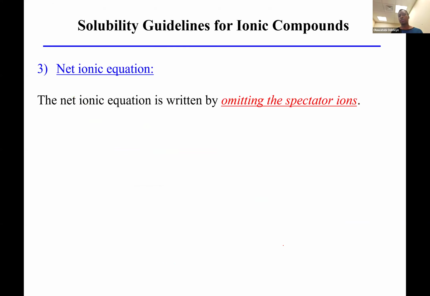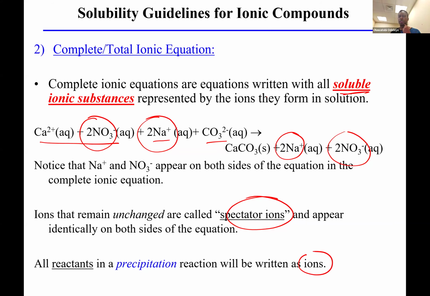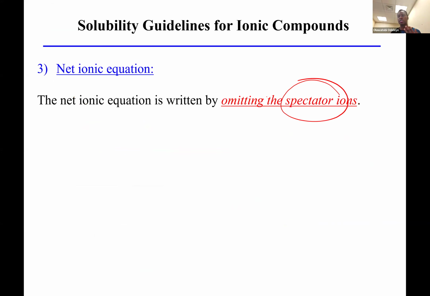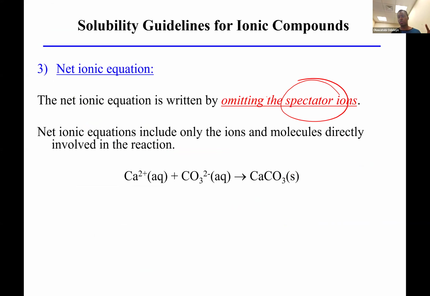The third equation is your net ionic equation, and you get this by removing the spectator ions. So if you think back to our complete or total ionic equation, we had sodium and nitrate on both sides. These are spectator ions, and so to write our net ionic equation, we take out these spectator ions, and so for that equation that we've been working on, here is our net ionic equation. No spectator ions in there. Okay?